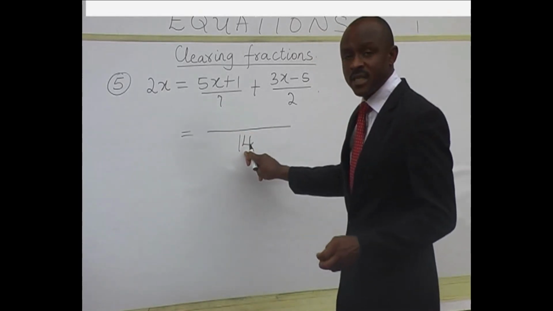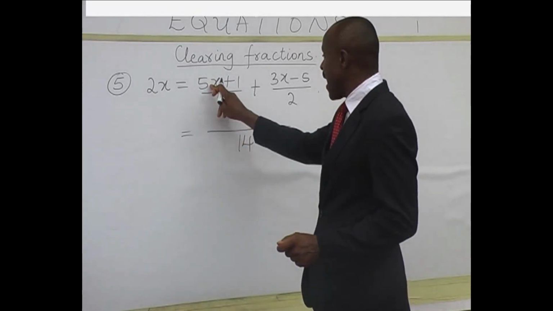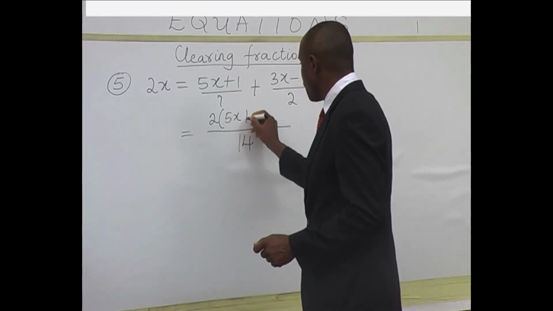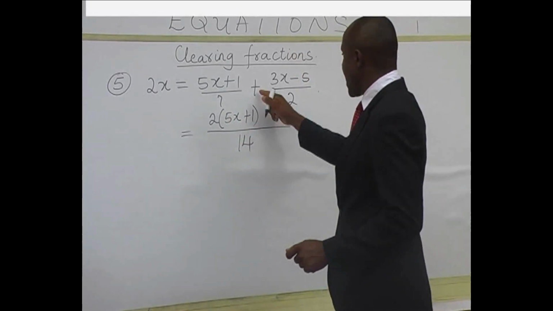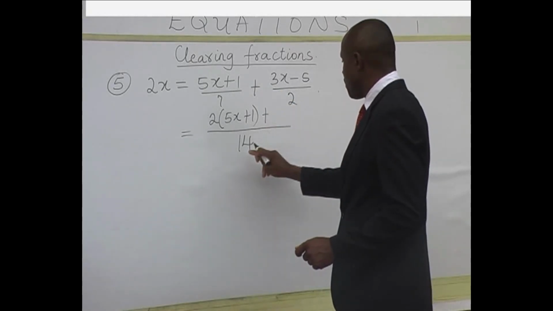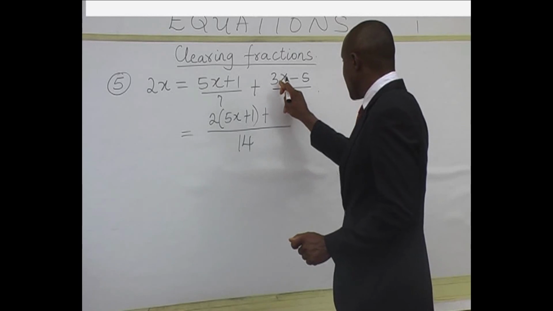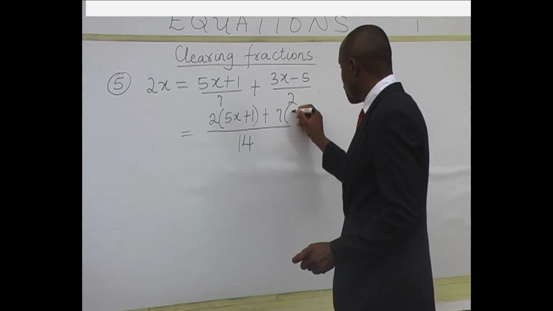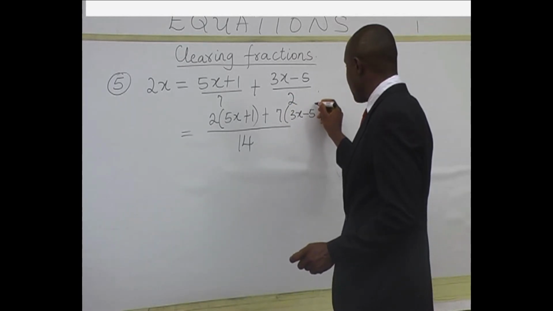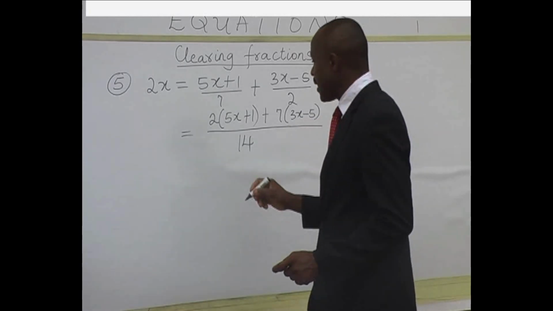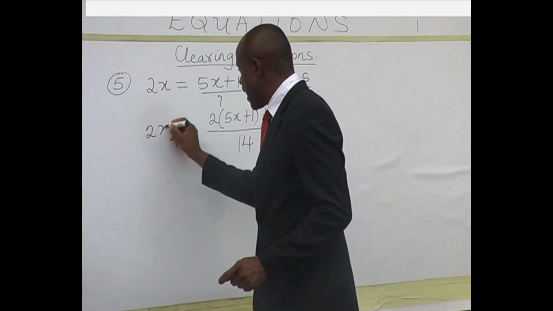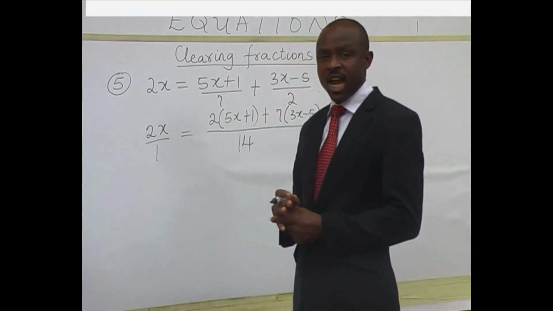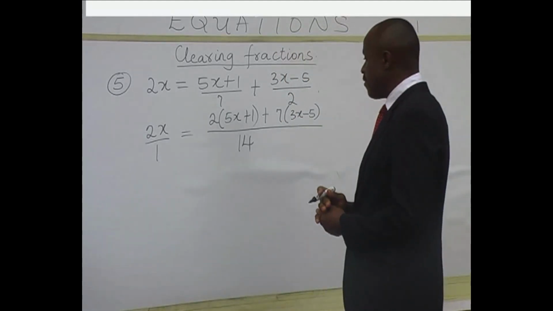7 divides 14 will give you 2. 2 times 5x plus 1 will give you 2 into 5x plus 1. Bring down the sign of addition. 2 divides 14 will give you 7. 7 times 3x minus 5 will give you 7 into 3x minus 5. Remember, in the left-hand side of the equation, we have 2x all over 1, which is 2x in fraction form. At this level, you can cross multiply.